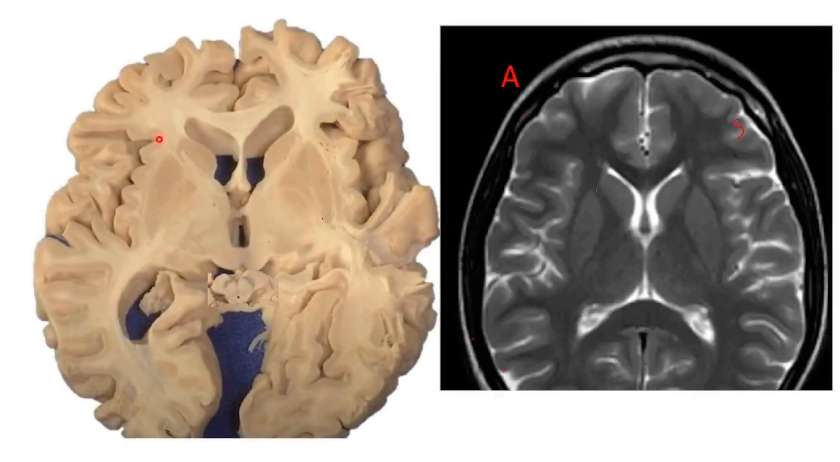Okay, what are the basal ganglia? So basal meaning base of the brain, and ganglia meaning collection of neurons. So essentially all they are is a collection of neurons at the base of the brain.